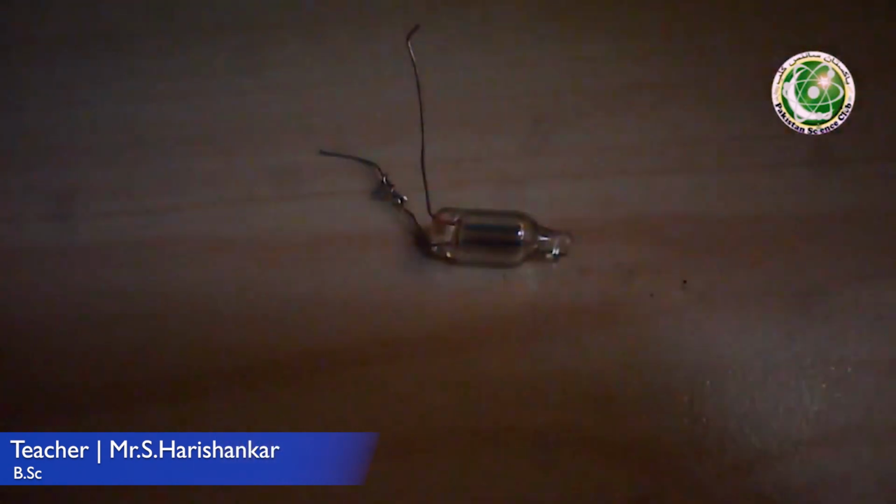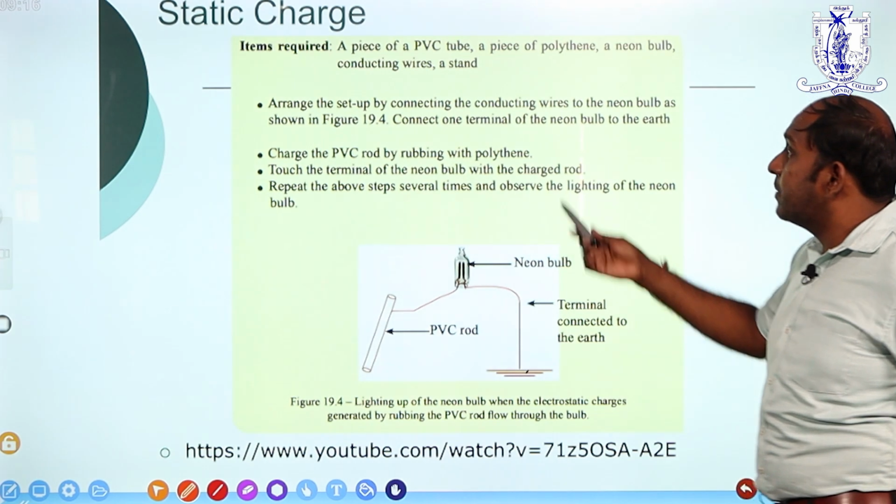Now, we observe this. A very little charge is also passing through it. Concentrate on observing the neon bulb, the little charges are also created and passing through as current. Right, this is a simple experiment.